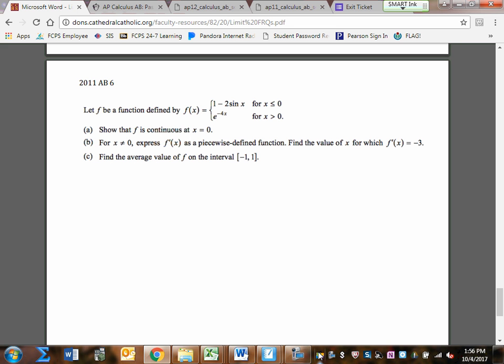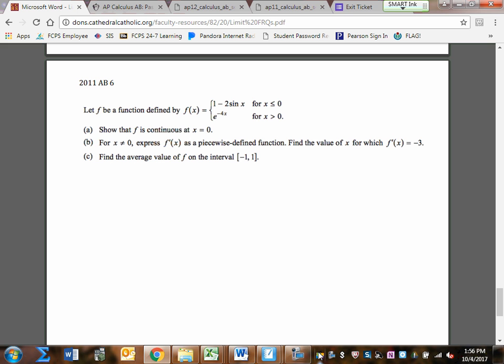And it says, let f be this function, and so on. We see piecewise. And part A says, show that f is continuous at x equal to 0. Again, you've got to have those three pieces. Your function exists at that point. The limit exists at that point, which piecewise means we check left and right, and that those two are equal.